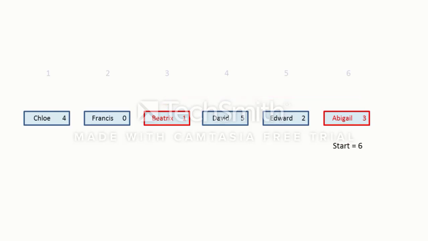Beatrix's next pointer points to the first item in the list. Chloe's next pointer points to the fourth item, David, and David in turn points to the fifth item, Edward. Finally, Edward points to the second item, Francis. Francis' pointer is set to 0, which means that Francis is the last item in the list.